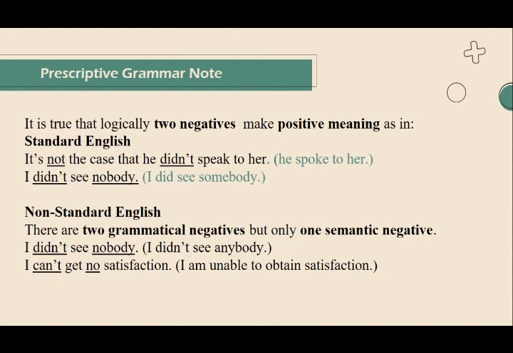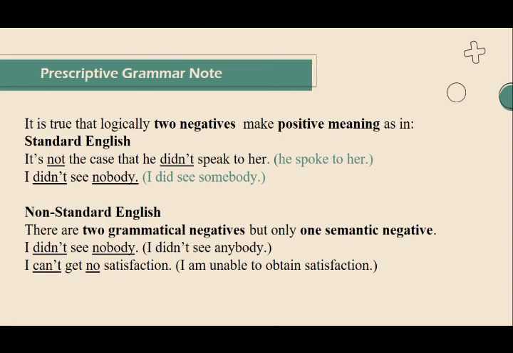Then it's true that logically two negatives make a positive meaning, as in standard English. For example, it's not the case that he didn't speak to her. There are two negatives that make a positive meaning, not and didn't. So this sentence means that he spoke to her. And I didn't see nobody, the two negatives, didn't and nobody, with the stress on the word nobody, shows that I did see somebody.